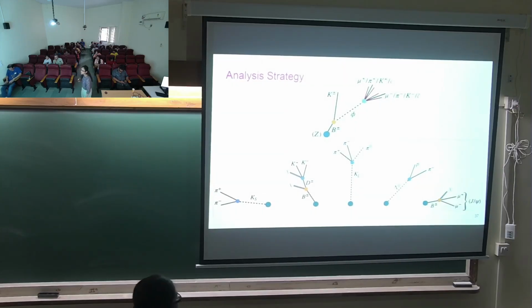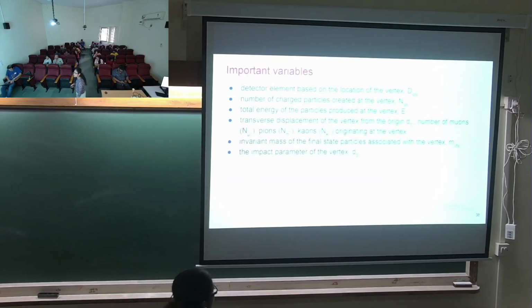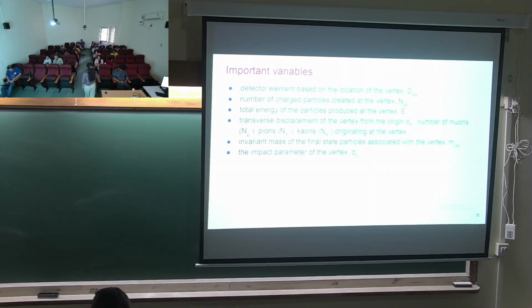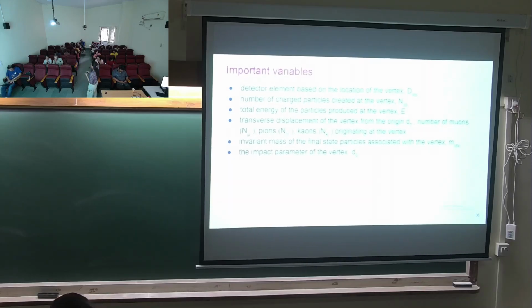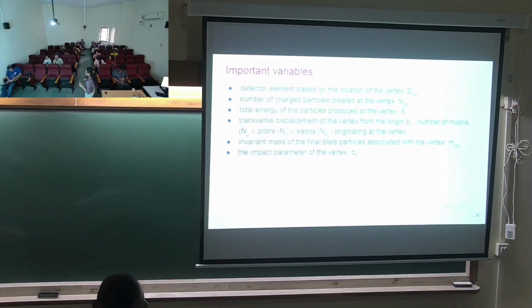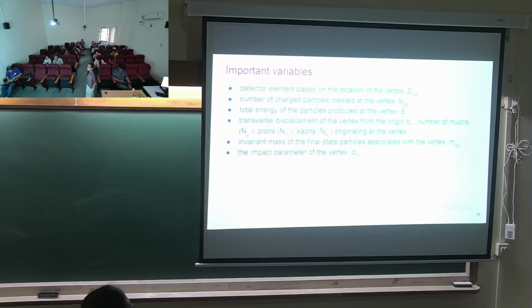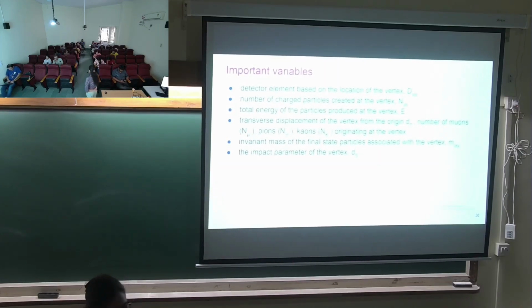So this is the schematic diagram for the signal, as well as the standard model backgrounds that can mimic this signal. So we have finally used some important variables that have helped us to reduce or kill the background. First one is the location of the vertex, D vertex, that is whether we are doing the analysis in the vertex detector or muon spectrometer or DCH. Then the number of charged particles created at that vertex, NCH, total energy of the particles, E, the DT, and also the number of muons, pions or kaons originating at the vertex. Also the invariant mass of the final state particles associated with the vertex, M vertex, and the impact parameter of the vertex, D0.